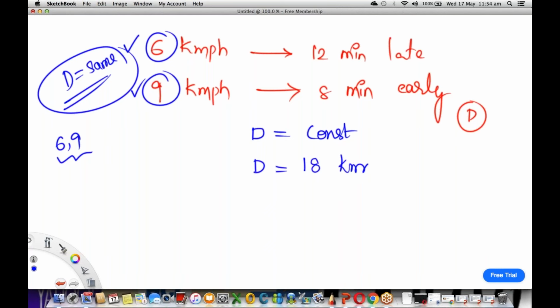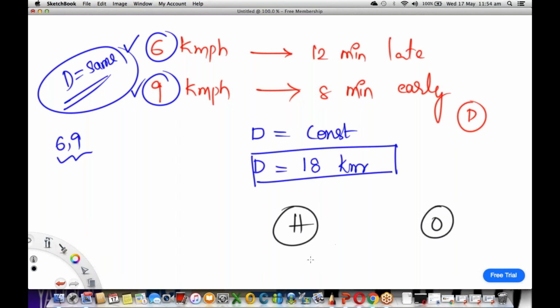So whenever you are taking any plugin in hidden plugin logic, take a number which will be the LCM of the known quantities. So take 6 and 9 and find the LCM. Take any such number and treat it as a distance or any constant value. So here I am assuming that the distance between home and office is 18 kilometers.